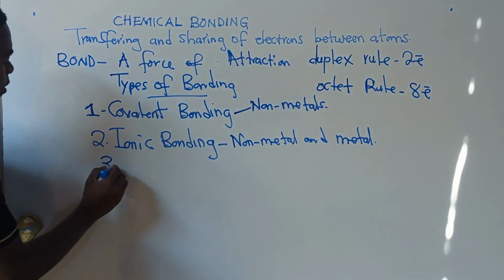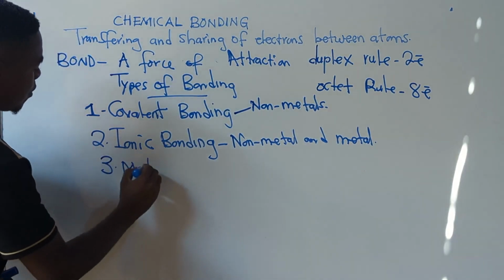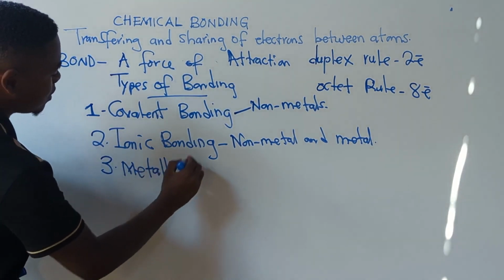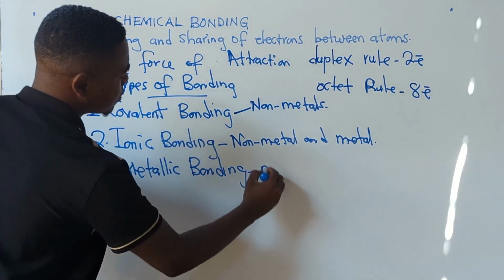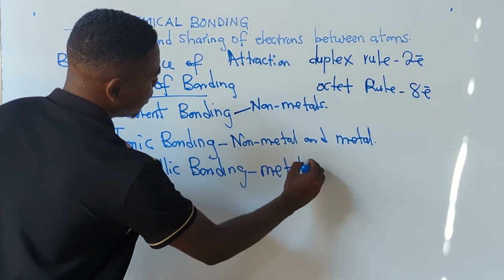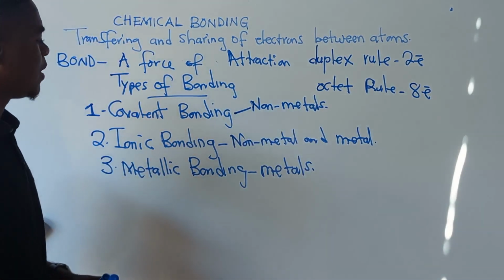So we now go to the last one. This one is called metallic bonding. This one gets to exist between what? Between metals. This is what you need to understand.